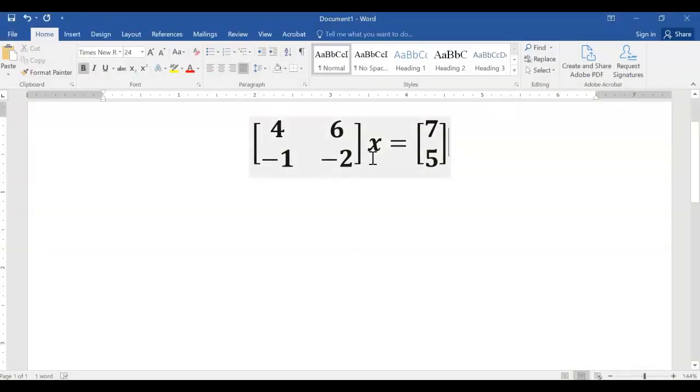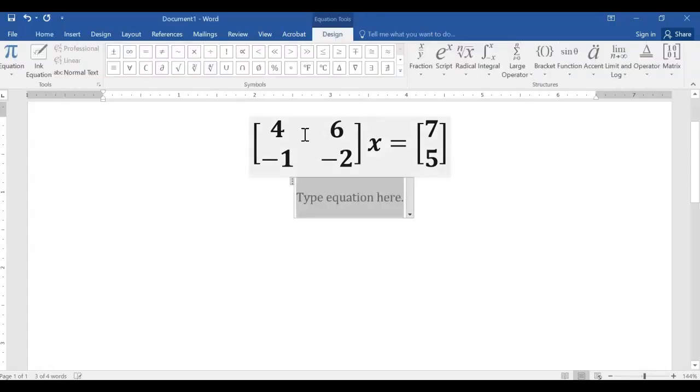Take the matrix times X equals 7, 5. The first step is to find the inverse. Now, the inverse is going to be, well, I'll just call it this. I'll shorthand 1 over the determinant.